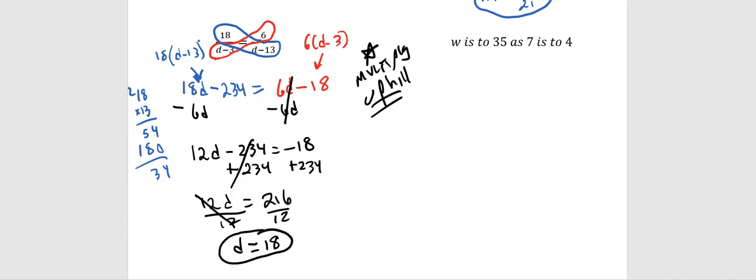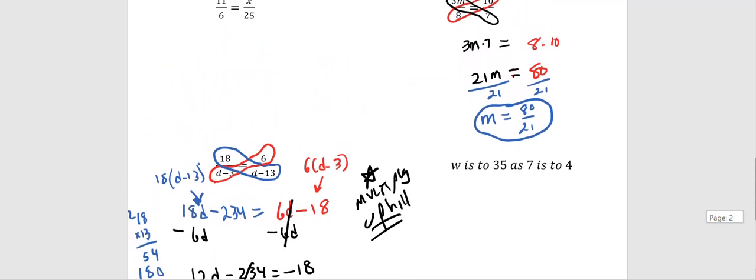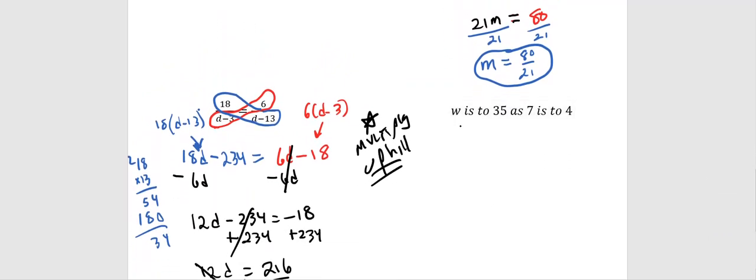The last two problems are yours to solve using cross products. This one here, I'll just quickly set up for you because this is not in the traditional proportional setup where we see one ratio equal to another. So we need to think of "is to" as our fraction bar. So W is to 35, I can think of as W over 35. "As" is like my equal sign. 7 is to 4. So that just needs some quick translation for you, potentially.